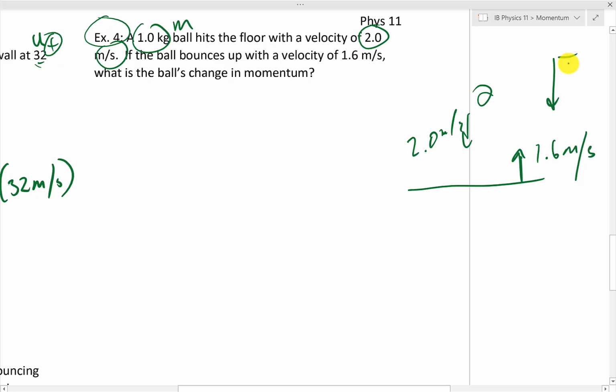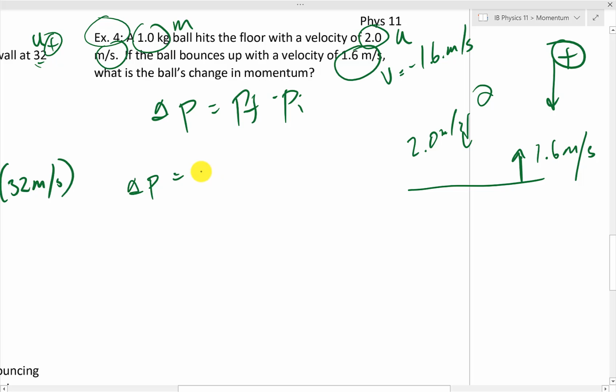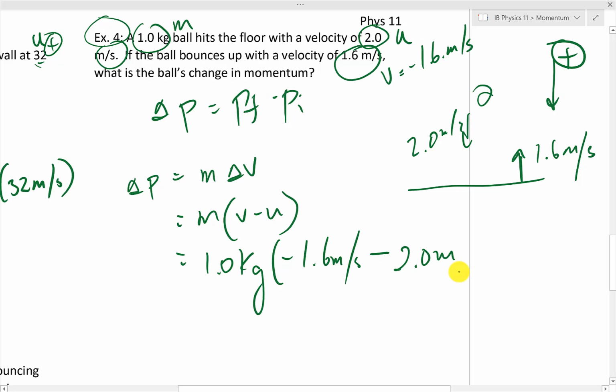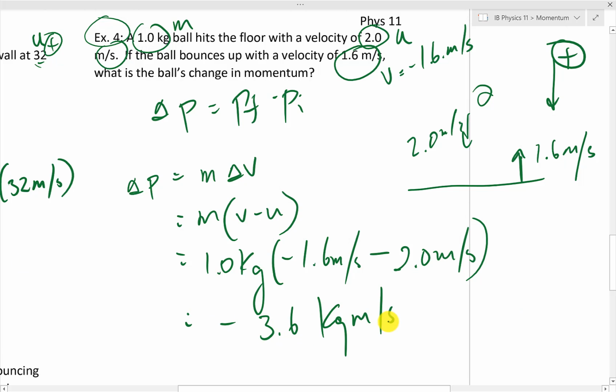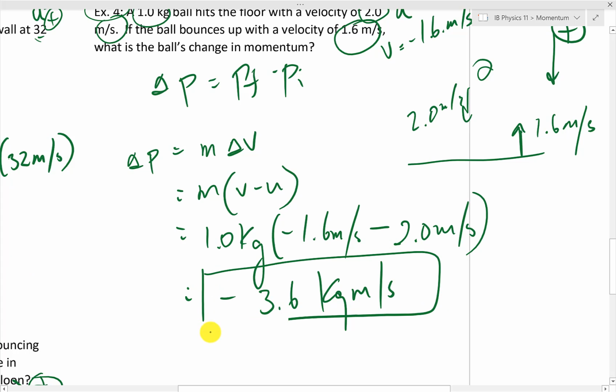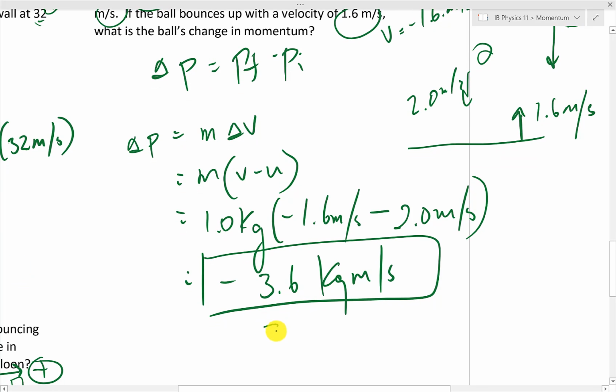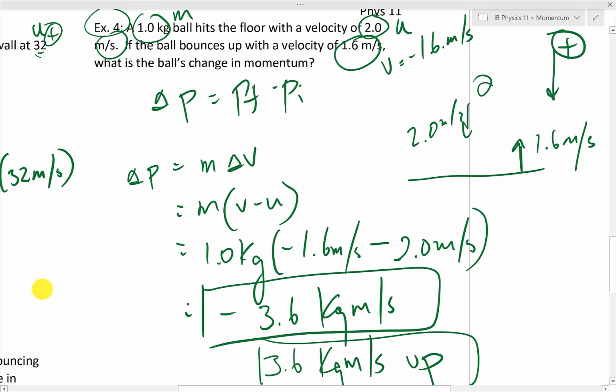We're going to set the downwards direction to be positive, which means the 1.6 meters per second going back up will be a negative value when we put in the velocity here, so that for the mass times the change in velocity, we get negative 1.6 meters per second minus the positive 2 meters per second. Okay, so I get a total value of negative 3.6 kilograms times meters per second, or you can write 3.6 kilograms times meters per second back up, because I've chosen the downwards direction to be my positive direction here.